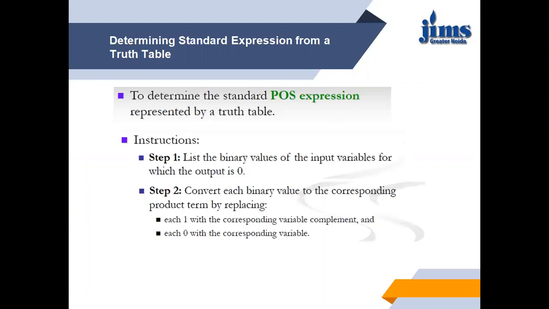Now for step 2, for determining a standard expression from a truth table, convert each binary value to the corresponding product term by replacing each one with the corresponding variable complement and each zero with the corresponding variable. It will be much easier when we discuss with an example. Suppose the combination where there is a zero in the output is 1001. So I will write it like that. 1 is represented by the variable complement, 0 is represented by the variable itself in true value, and it is A bar plus B plus C plus D bar.